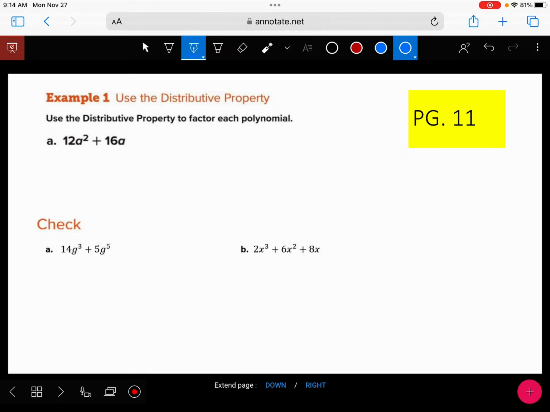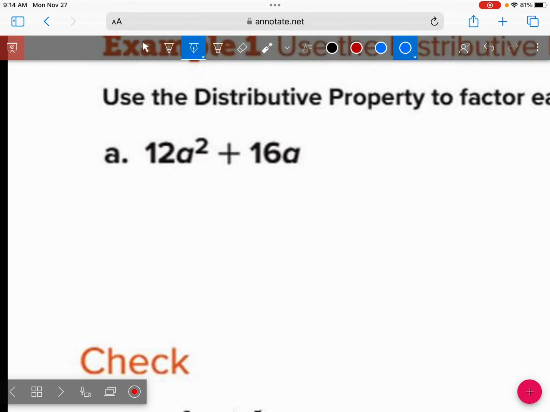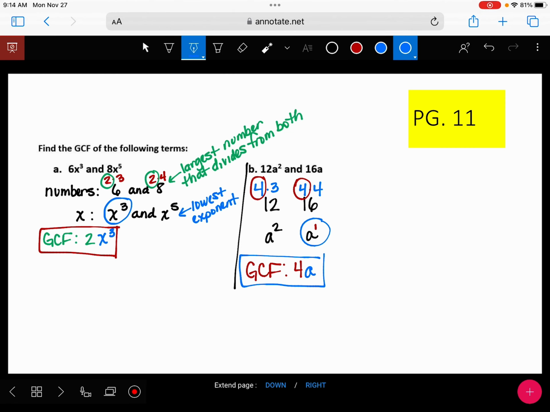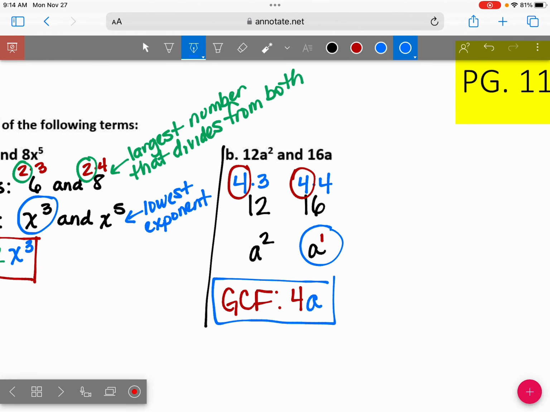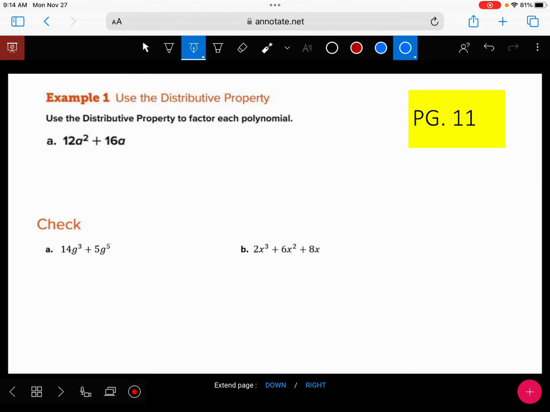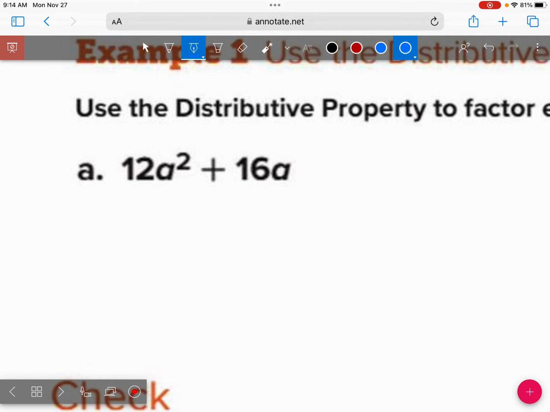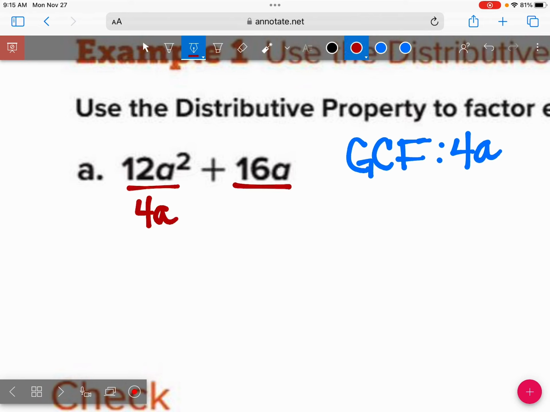All right, so now let's go ahead and do this one again. This is actually going into what we just did, because this one had 12a squared and 16a. We already figured out that the GCF was 4a. So in our next example, let's use the distributive property. We already know my GCF is 4a. So we're dividing them both by 4a. And when I divide it, the 4a goes on the outside. You're going to write what you have left over inside of the parentheses.